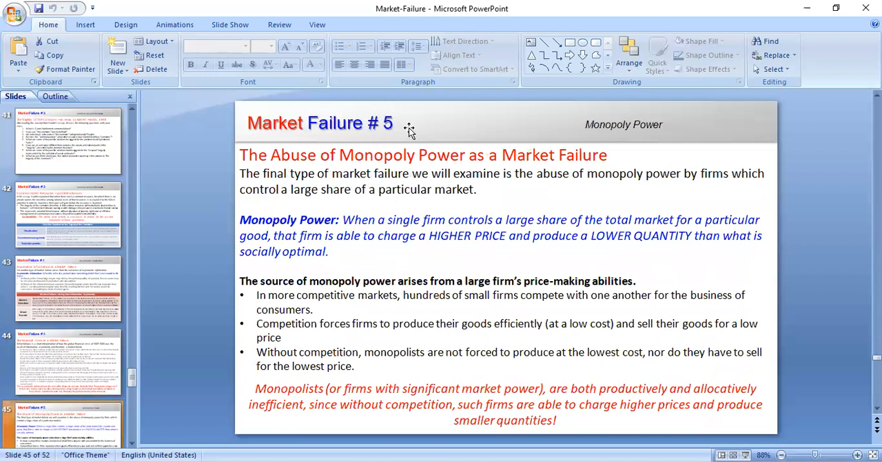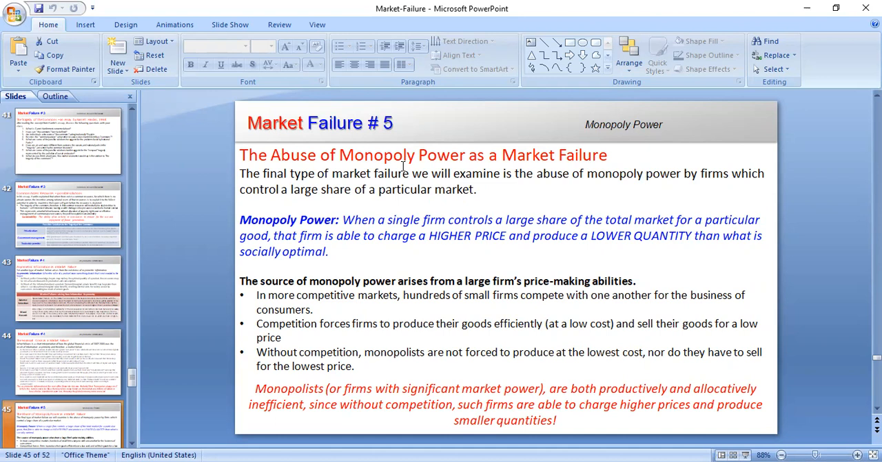Let us look at market failure number 5, and that is the presence of imperfect market structures. Any market structure that is not perfect competition is called an imperfect market structure. So monopolistic competition and oligopoly are imperfect market structures. We have to know that perfect competition is actually the free market economy, and it's only in perfect competition that we attain allocative efficiency, or optimal allocation of resources.